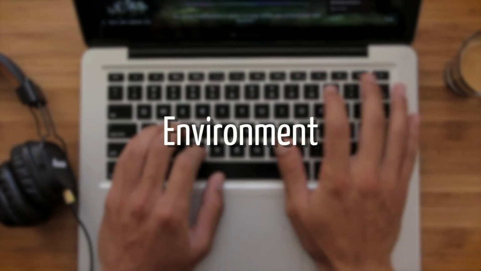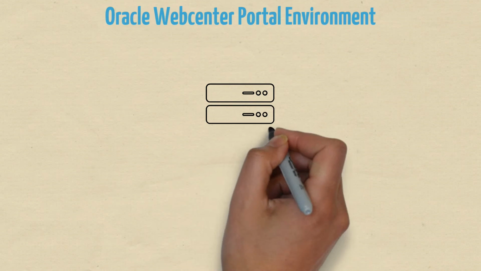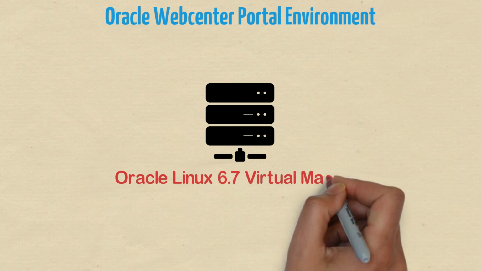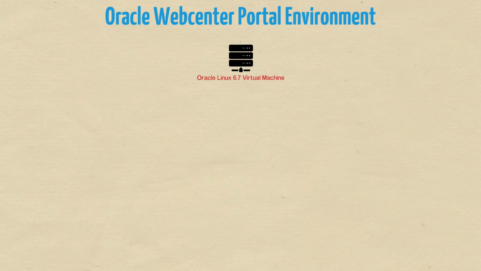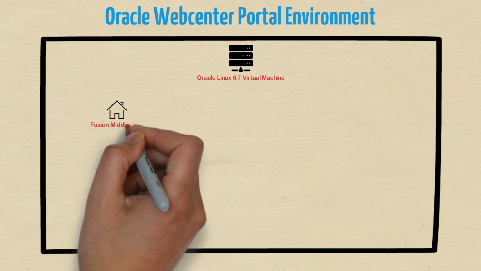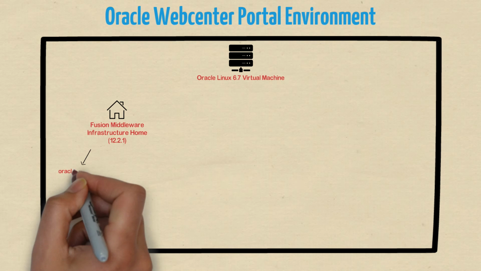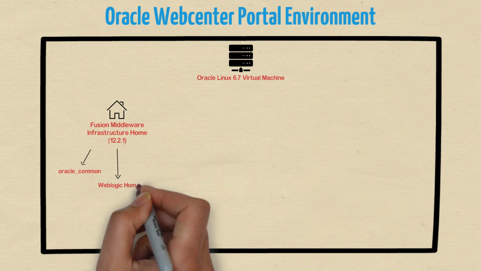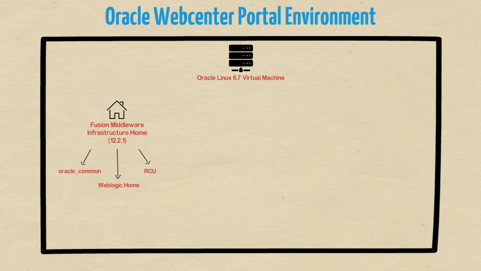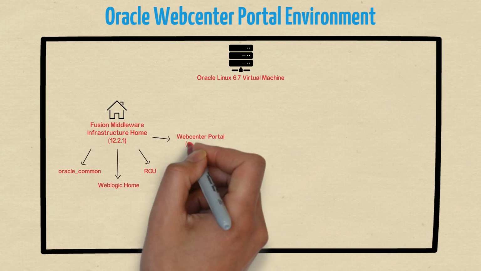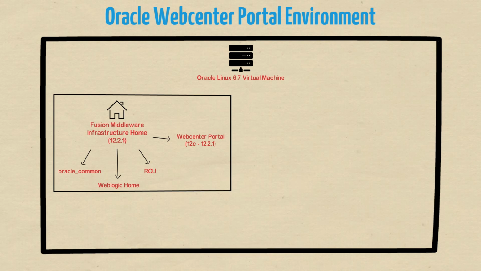Now let's have a look at the environment we'll be building today. As I said earlier, we'll be using an Oracle Linux 6.7 64-bit virtual machine for the demo. WebCenter Portal runs on top of Oracle WebLogic. In 12c, we don't need to install WebLogic separately. It comes as part of the Fusion Middleware Infrastructure installation along with Oracle Common and RCU. It also installs EM and JRF domain templates as well. So we'll be installing Fusion Middleware Infrastructure 12c, that is the 12.2.1 version. In the same middleware home, we'll be installing the WebCenter Portal product 12c, that is 12.2.1.